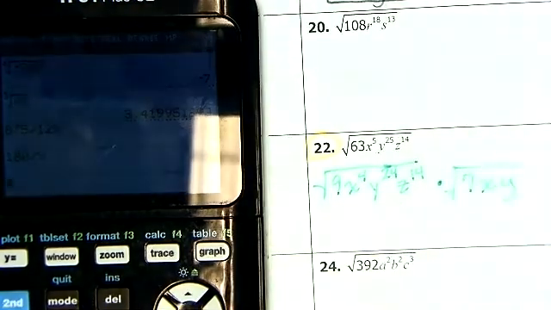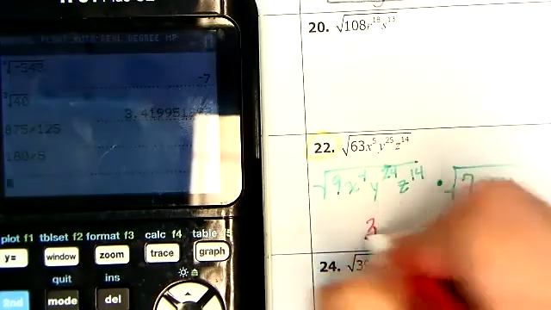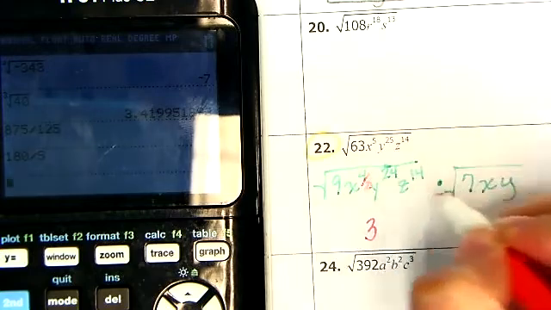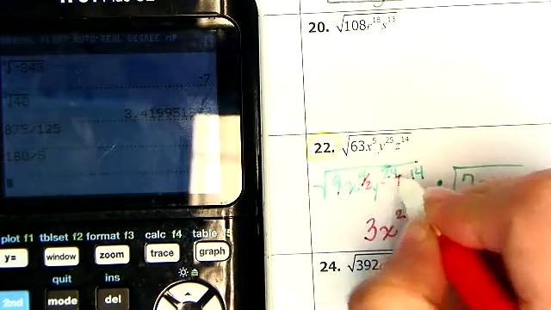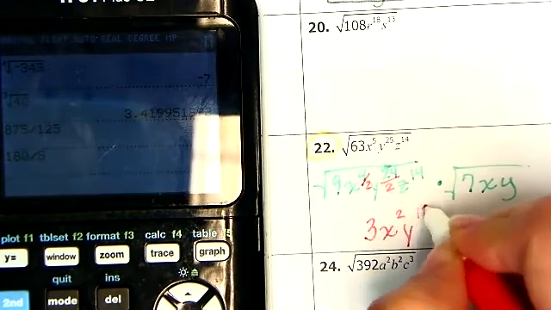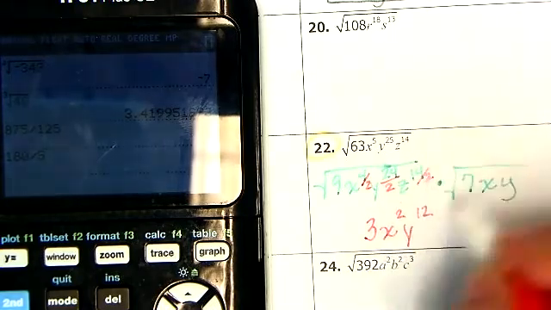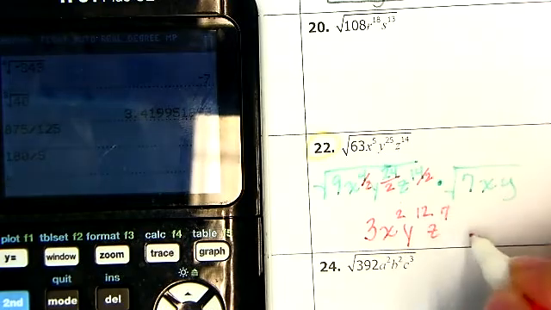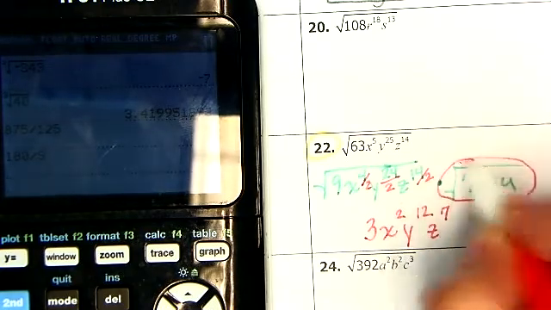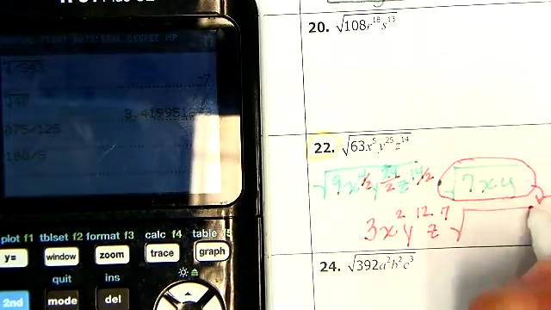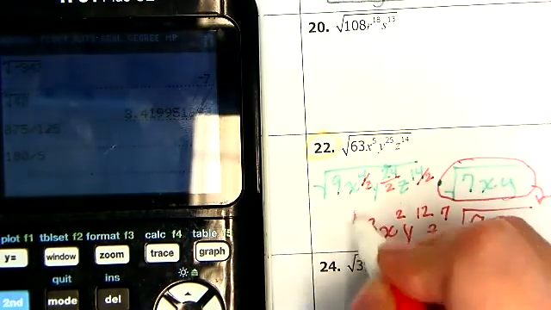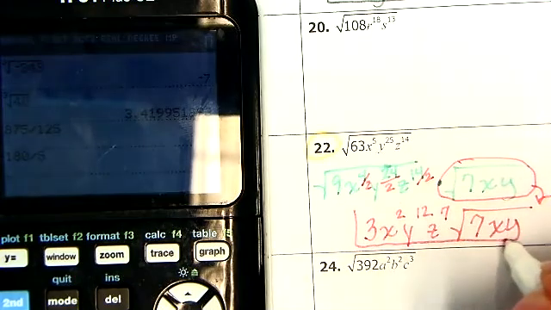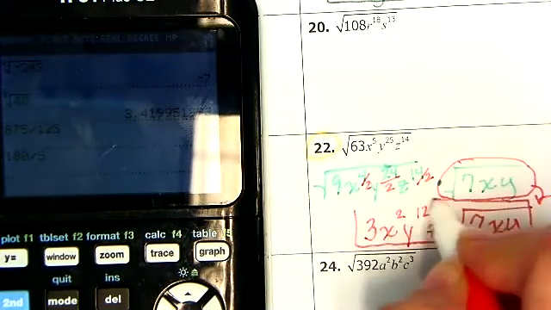And now I simplify and take the square root. So the square root of 9 is 3. X to the 4th, I divide by 2, so that's going to give me x squared. 24 divided by 2 for the y, so that's going to give me y to the 12th. 14 divided by 2, so that's going to give me z to the 7th. And then this is what's left, so I just bring it down. So I have radical 7xy. So my final answer is 3x squared y to the 12th, z to the 7th, radical 7xy.